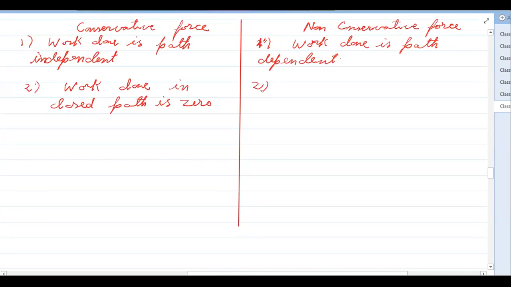Why is it 0? Because the work depends on the initial and final points, and here the initial and final points are the same, so the work done will be 0.